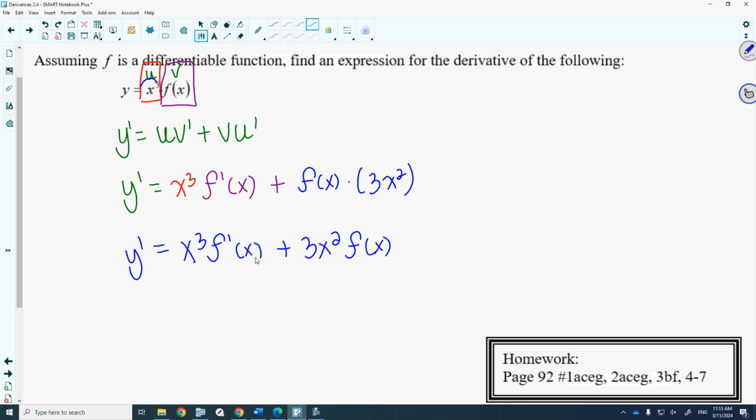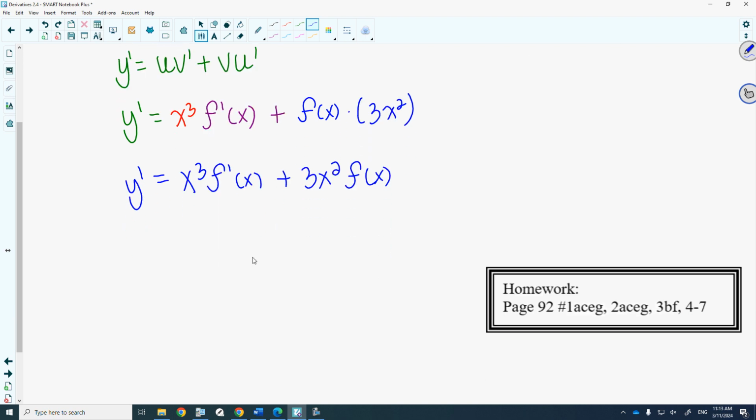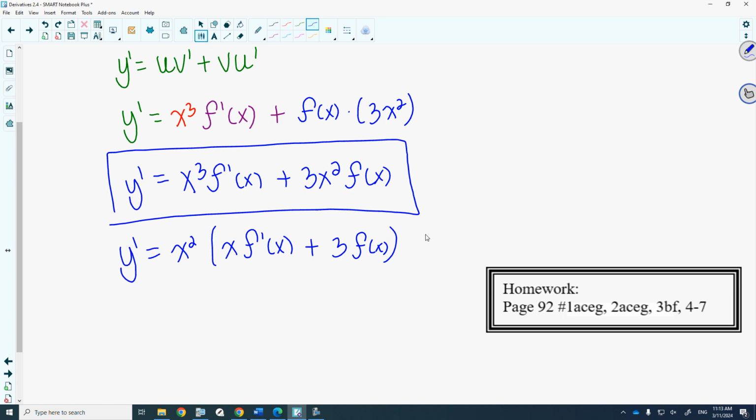Later on, we'll be taking this even further and we'll be factoring. So what I could take out from these two terms, I could factor out an x squared, and I would get x f prime of x plus 3 f of x. So later on, this is how far we'll be taking it, but for this lesson, we'll be going to there.